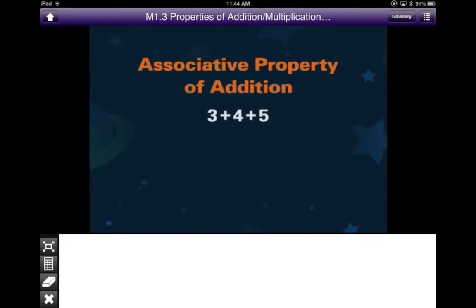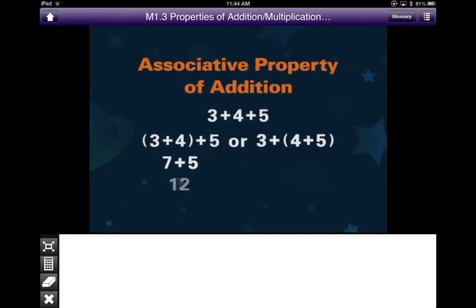So, to find the sum of 3 plus 4 plus 5, we could add the sum of 3 and 4 to 5, or we could add 3 to the sum of 4 and 5. If we add 3 plus 4 first, we get 7 plus 5, which equals 12. If we add 4 plus 5 first, we get 3 plus 9. 3 plus 9 equals 12. So the sums are equal. We get the same sum no matter how we group the numbers that we're adding.